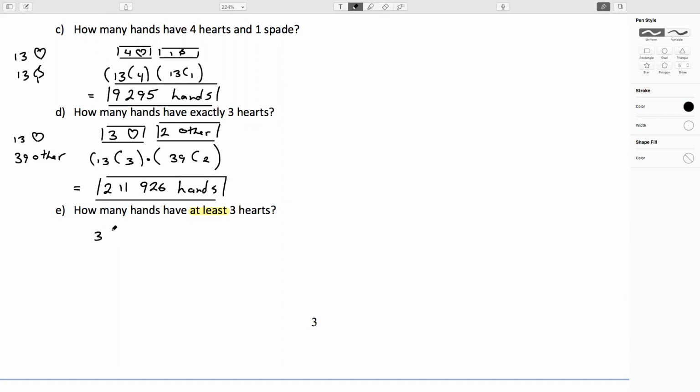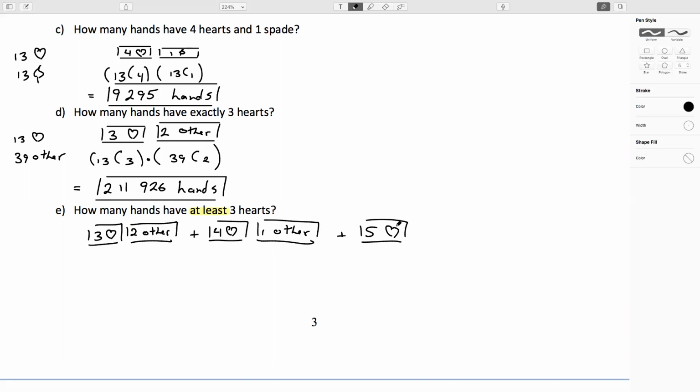So we've got the 3 hearts and the 2 other. We have to add the other combinations. So we could have 4 hearts and 1 other. Or we could have 5 hearts total. So these are our 3 cases, if you will. Case 1 of 3 hearts, case 2 of 4 hearts, case 3 of 5 hearts.